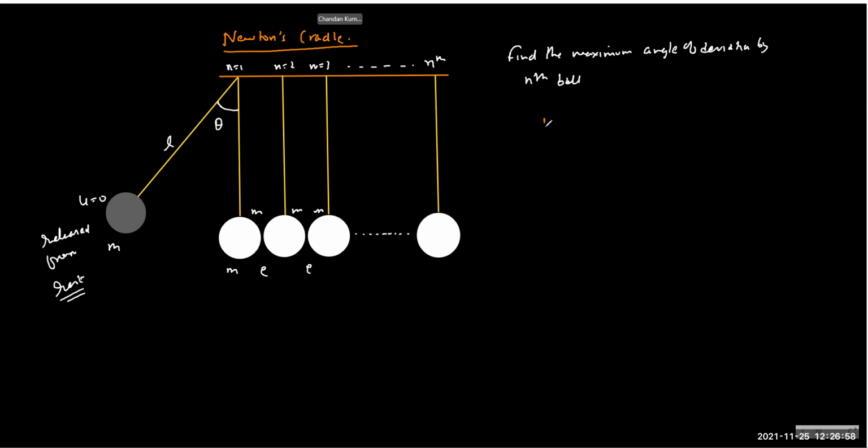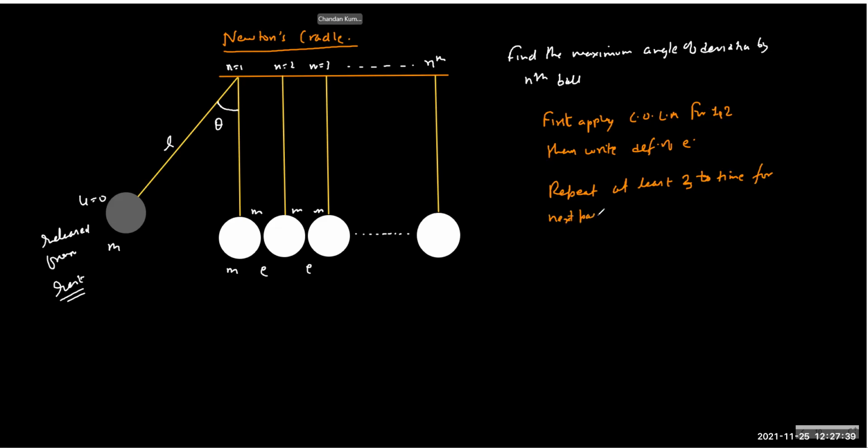So you first conserve momentum for 1 and 2. Then write the definition of e. Repeat at least 2 to 3 times for the next pair of spheres. Find the mathematical pattern and solve. So you may try for some time, then I will solve.